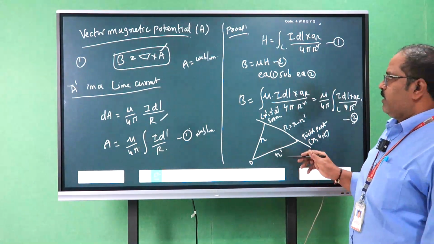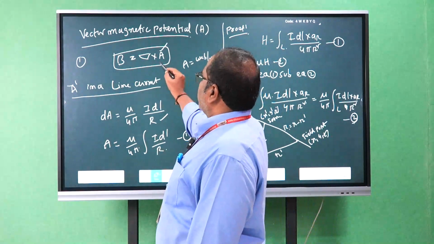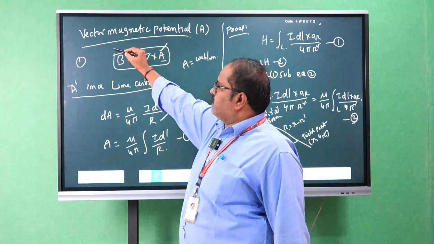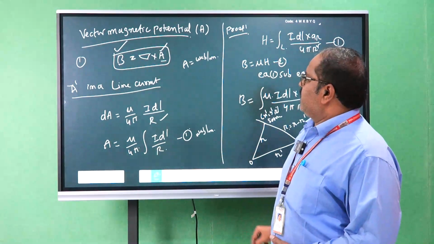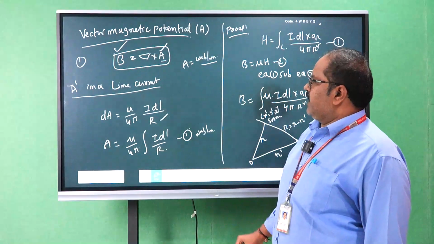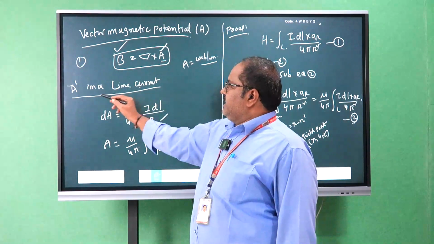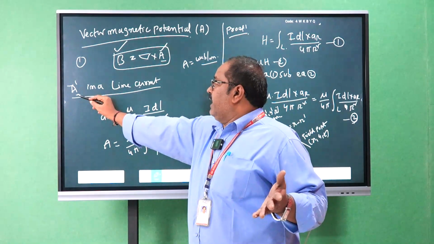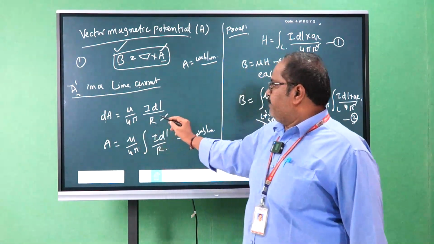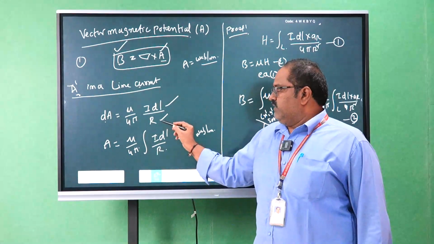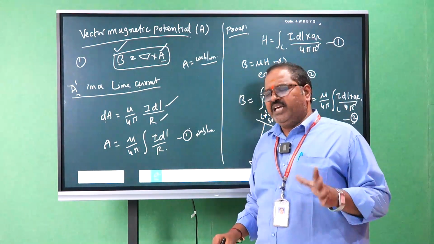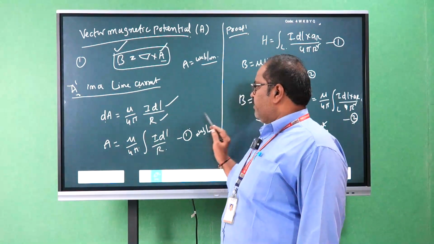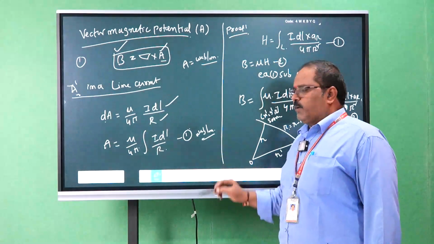Next one, there is vector magnetic potential A. The curl of the vector magnetic potential gives the magnetic flux density B. Therefore, the unit is Weber per meter. In a line current, the differential vector magnetic potential dA is directly proportional to I dl and inversely proportional to the distance between the source point and the field point. Therefore, A is equal to mu by 4 pi integral I dl by r, equation number 1, in Weber per meter.